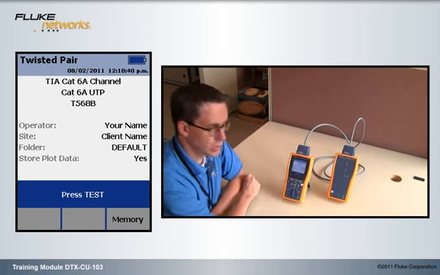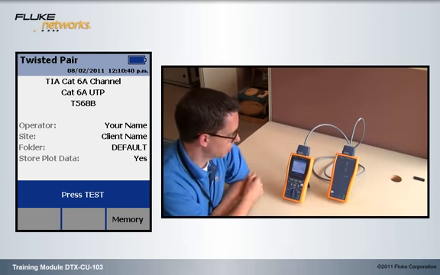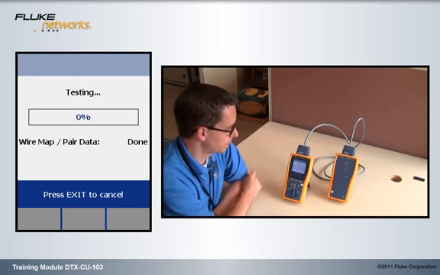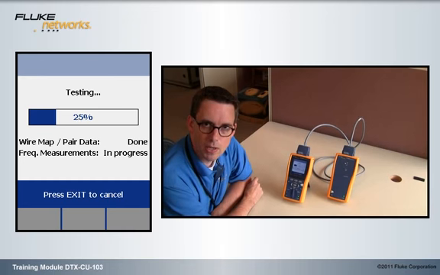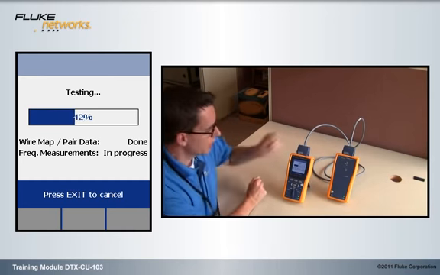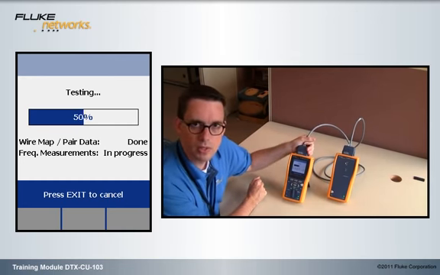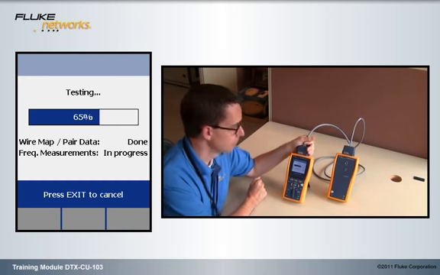My test limit has been selected as TIA Cat6A channel. I'm good to go. Let's hit that test key. Now, while it's running, let me explain why this is wrong. Whenever you do a channel measurement, the connection to the test equipment is ignored. That's a requirement of the standard.